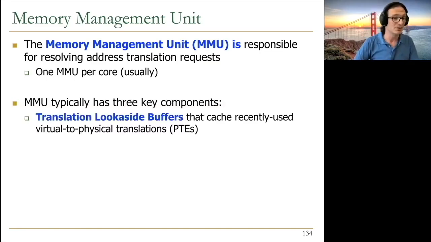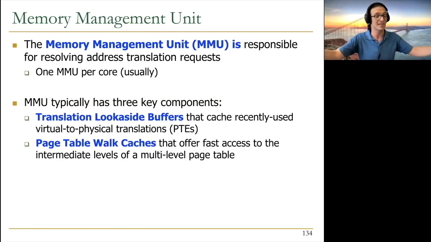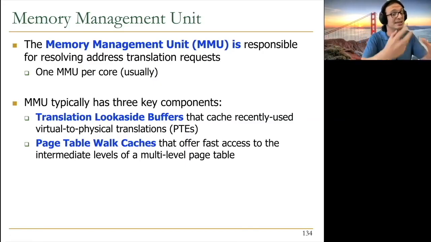The MMU has 3 key components. TLBs, we know what TLBs are. Page table walk caches essentially offer fast access to the intermediate levels of a multi-level page table. So TLBs cache PTEs, not the intermediate parts of the page table hierarchy, but page table walk caches cache intermediate mappings in the page table hierarchy. This is to aid translation on TLB misses essentially.